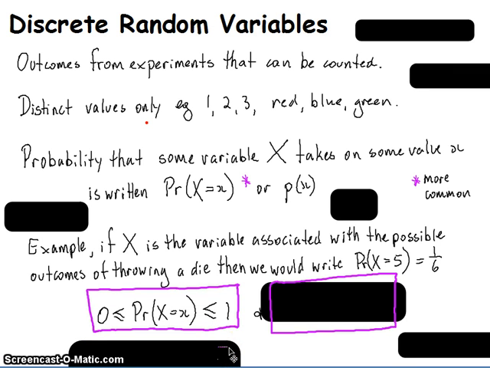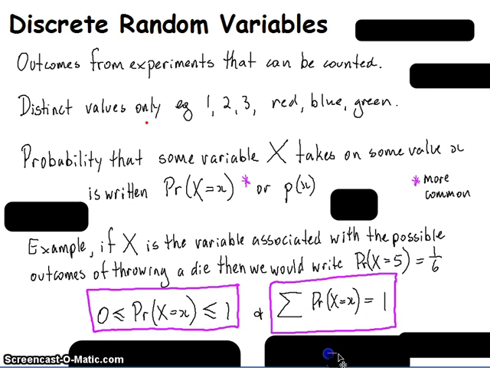Now these are two very important conditions that define a discrete random variable. In order to be a discrete random variable, first we must have countable outcomes that are specific, discrete, distinct values. The other is that the probabilities for each one must lie between 0 and 1, and the sum of those probabilities must equal 1.